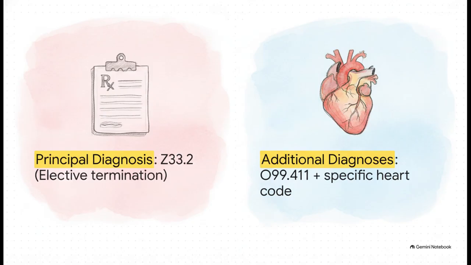But we definitely don't ignore that heart condition. For your additional diagnoses, you'll bring in O99.411, which covers circulatory system diseases complicating pregnancy in the first trimester. And to nail that specificity, you tack on a third code for the exact heart disease itself.